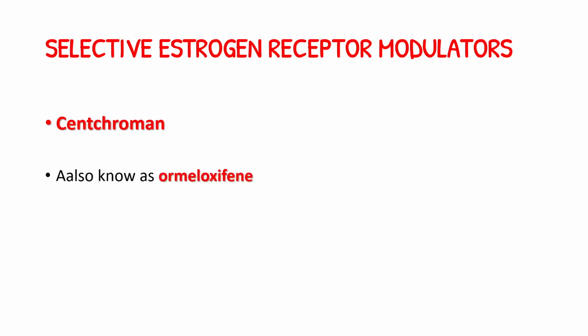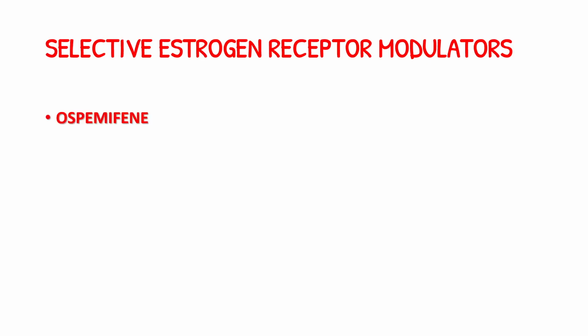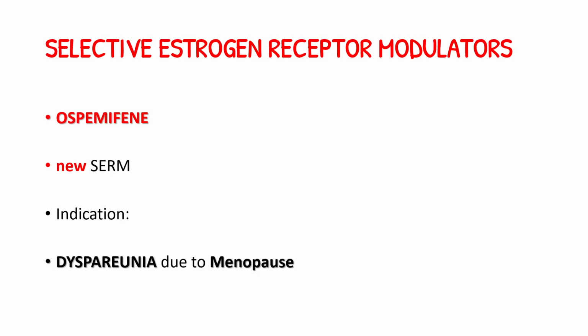Coming to centchroman, which is also known as ormeloxifene, it is used as a non-hormonal oral contraceptive, also called Saheli, and it has been approved for the treatment of dysfunctional uterine bleeding. Coming to ospemifene, which is a newer selective estrogen receptor modulator, it has been indicated in the treatment of dyspareunia due to menopause.